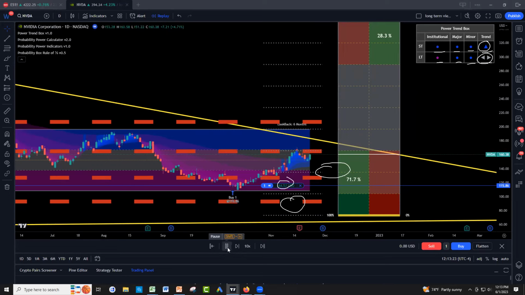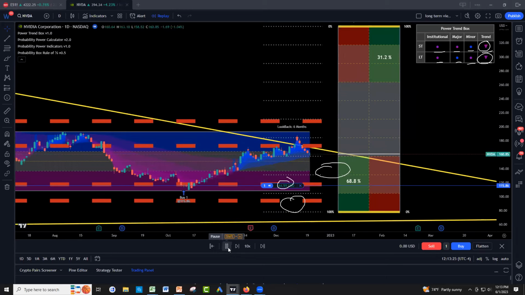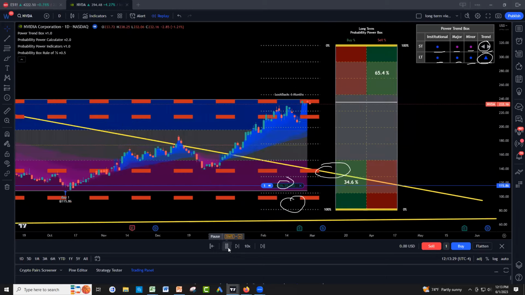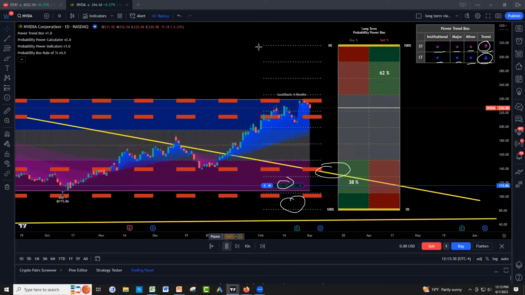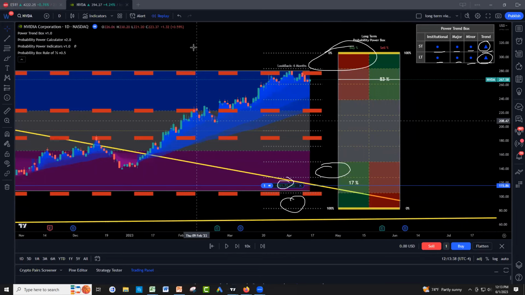Retest one more time, and boom, it's the end. Break the trend line, and look, it goes all the way to what? To the top of the calculator here. The long-term calculator for long-term investing, and also for people who are patient enough to do their swing trading properly, right?